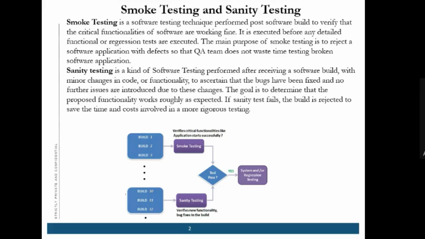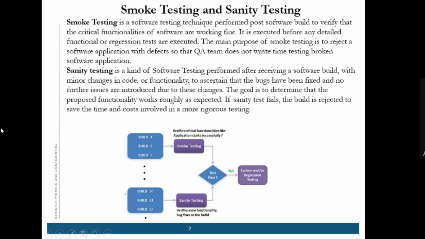If the bugs are already present, then there is no use of testing further. So we can straight away reject the build, and if all the sanity test cases are passed, then we can accept the build for testing further, for regression testing.